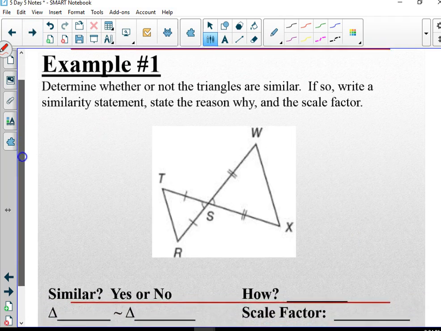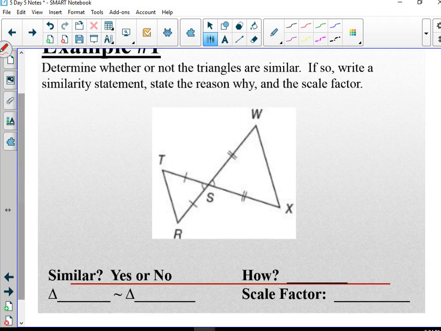So, example 1, determine whether or not the triangles are similar. If so, write a similarity statement, reason why, and scale factor. So, right off the bat, we have a side, an angle, and a side. Even though there's no numbers here, let's just give it a number. Let's say this is 3 and this is 7.